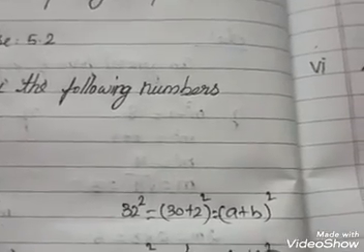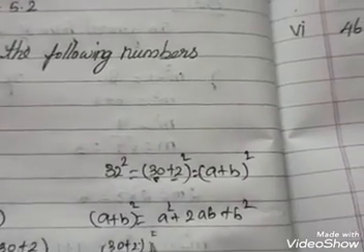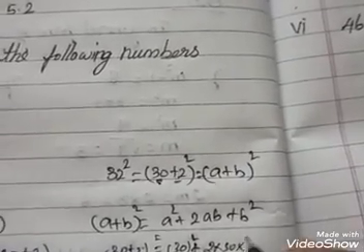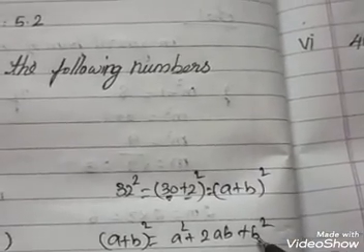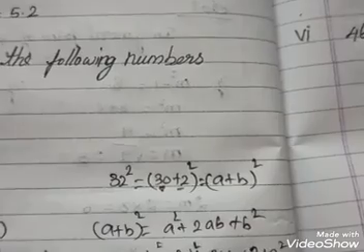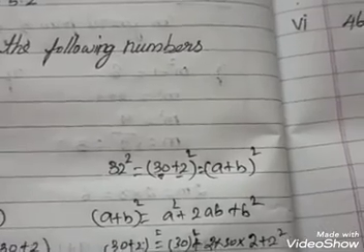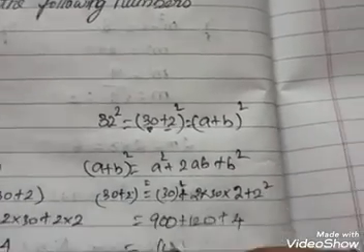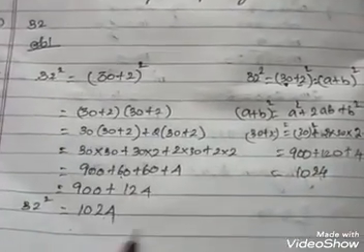So a plus b whole square equals a square plus 2ab plus b square. Here this is a, this is b. 30 plus 2 whole square is equal to 30 square plus 2 into 30 into 2 plus b square, that is 2 square. So now you multiply, it should be 900, 2 3s are 60, plus 120, plus 2 2s are 4. So you get 1024. You got the same value by using the identity method or the direct multiplication method.